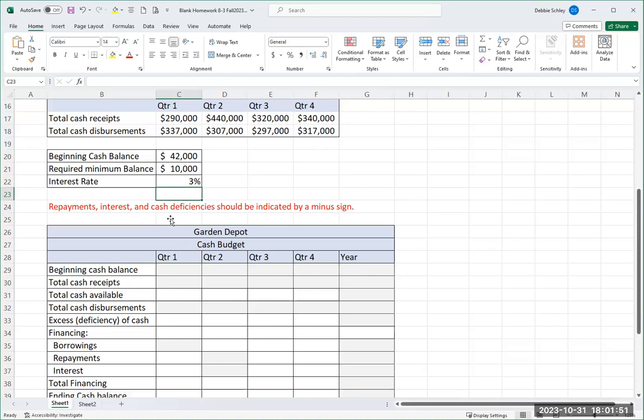So let's just start quarter 1. They gave me my beginning cash balance was 42,000. Now, if you'll remember, the beginning cash balance for the year is the same as the beginning cash balance of the first quarter. So I'm going to put that 42,000 over there. Okay, what's next?